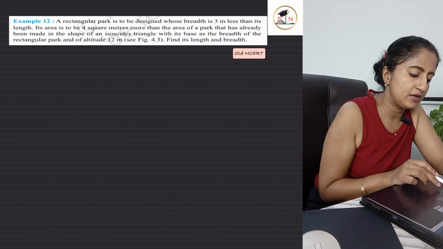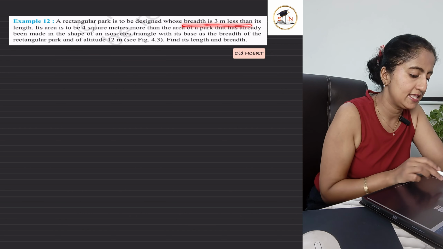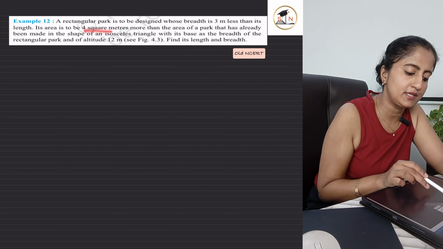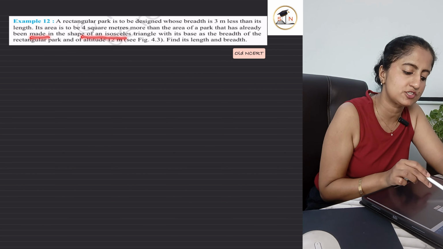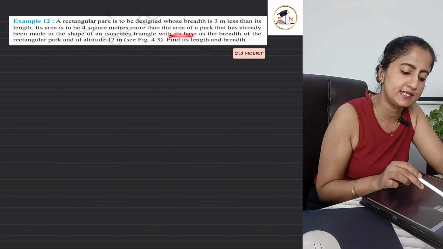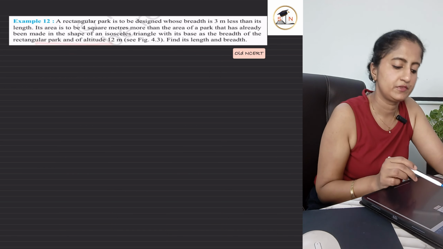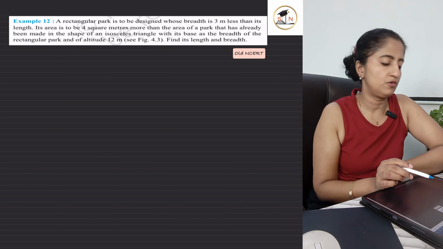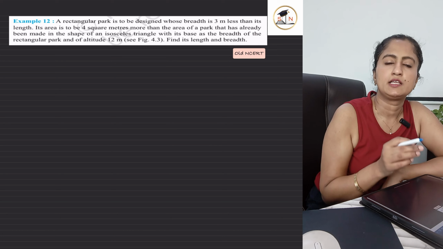A rectangular park is to be designed whose breadth is 3 meters less than its length. Its area is to be 4 square meters more than the area of a park that has already been made in the shape of an isosceles triangle with its base as the breadth and rectangular park of the altitude 12. We are supposed to find the length and the breadth. Now we are talking about a rectangle and an isosceles triangle, right?